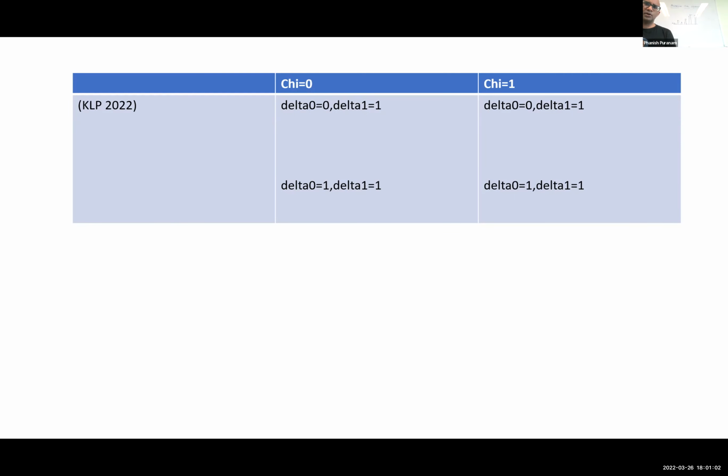What if delta 0 was 1, which means all the payoffs look the same? They're all 1. What kind of a problem is that?